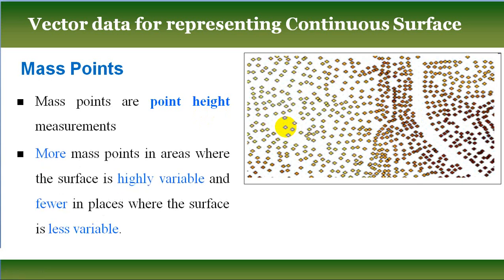There are more mass points in areas where the surface is highly variable, so this particular region is highly variable, and fewer in places where the surface is less variable. Here you can see a smaller number of points, so the surface is less variable. So this is one way, based on mass points, that we can represent continuous geographical phenomena like elevation and temperature.